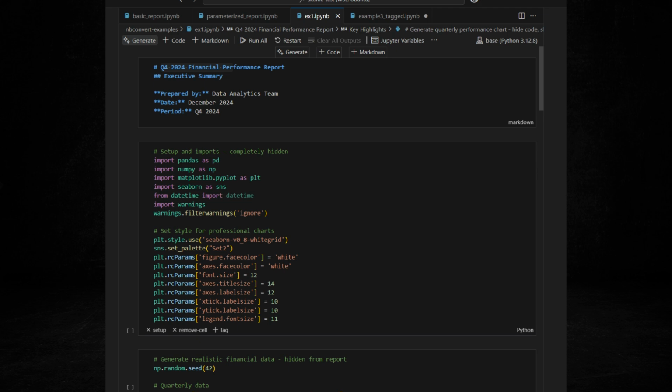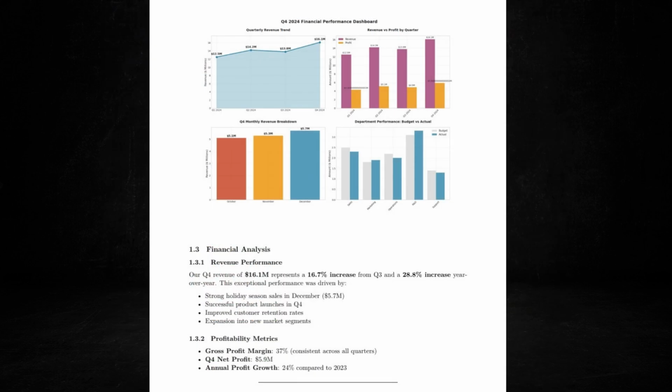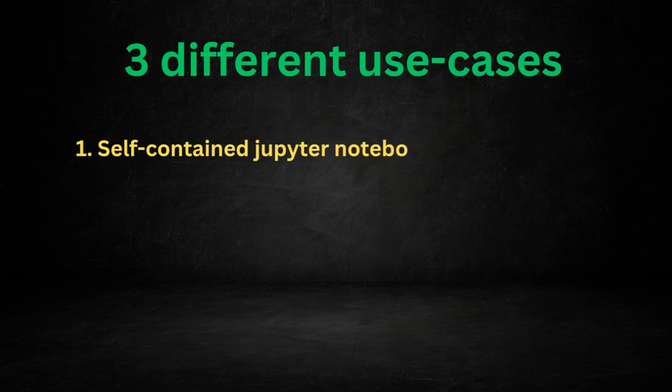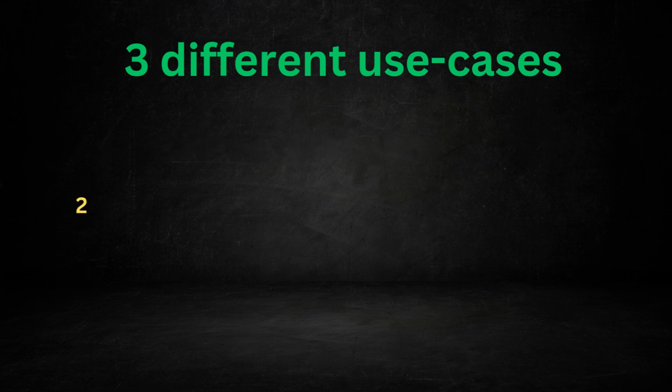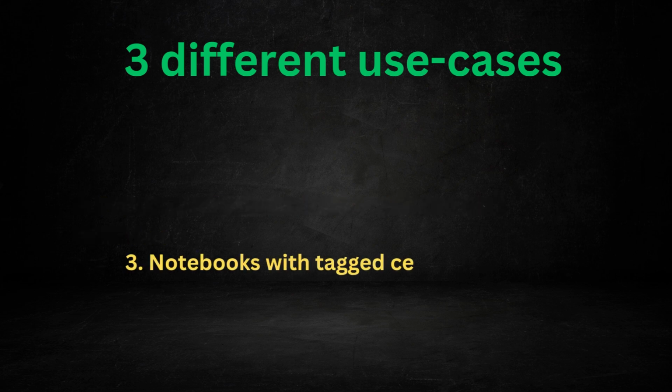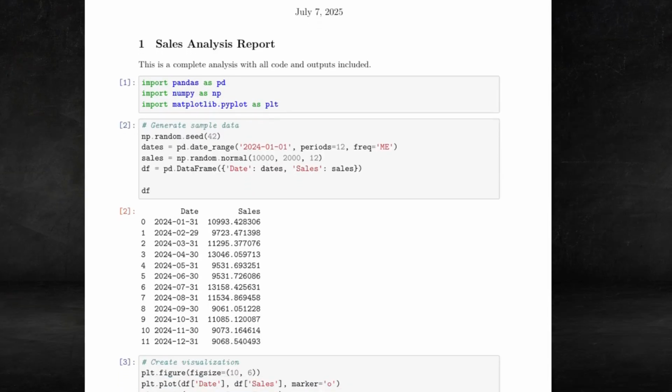Let's look at how we can convert Jupyter notebooks to customized, professional-looking PDF reports. We're going to look at 3 different use cases with increasing complexity: basic self-contained notebooks, parameterized reports with external variables, and tagged cell control for selective content. Let's start with the simplest approach.